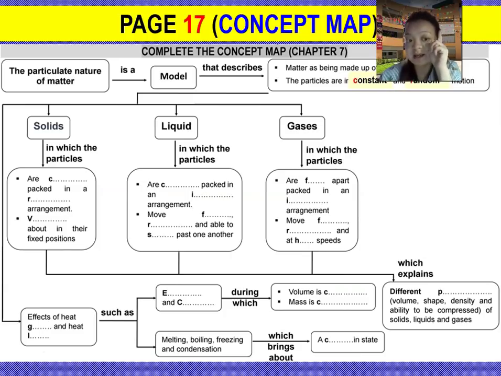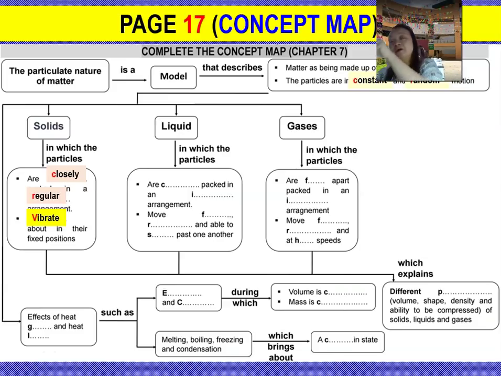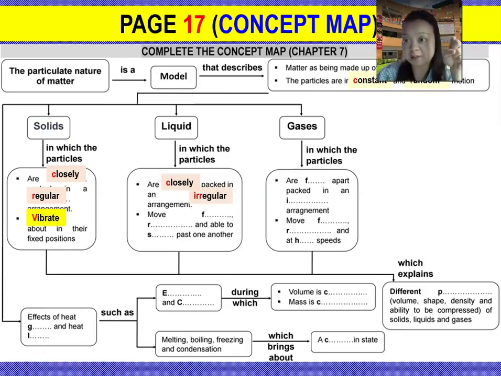In the solid state, we say that the particles are closely arranged in a regular arrangement, like a cube or a square, and they vibrate in their fixed position. That means if this one vibrates, it doesn't vibrate to the left, on top, or below. No, solid particles only vibrate in the same position that they are in. Now, liquid particles, on the other hand, are also still closely packed, but they are in an irregular arrangement. They move freely, randomly, and they are able to slide past one another. Again, you may want to pause the video to continue completing your concept map.